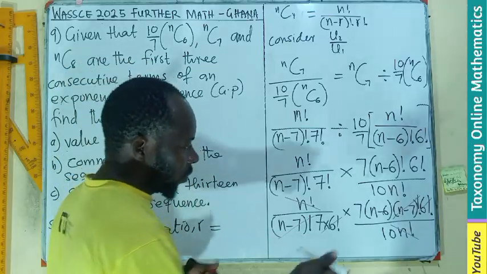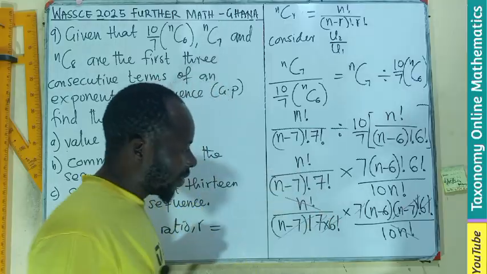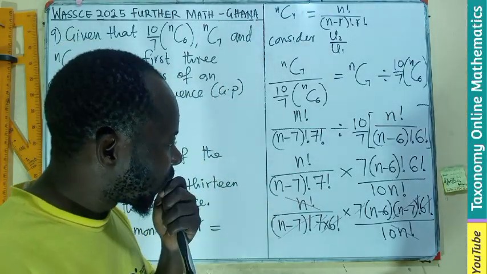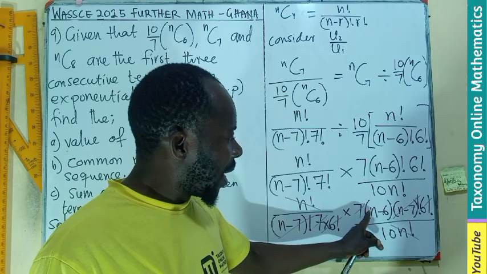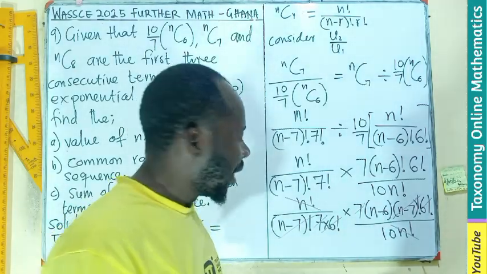Okay, this 7 will also cancel this. This 7 will also cancel that. So this becomes 1 divided by 1, 1, multiplying n minus 6 divided by 10. That will be the only term left there.